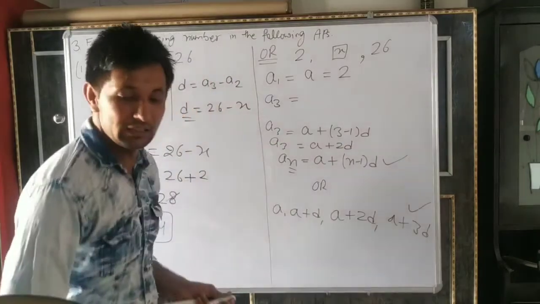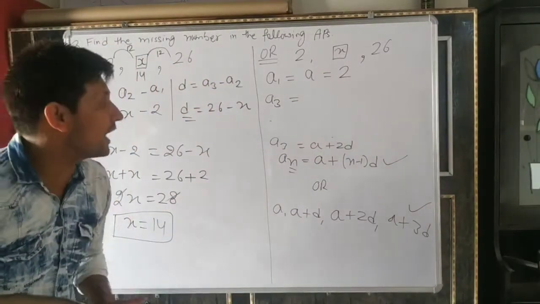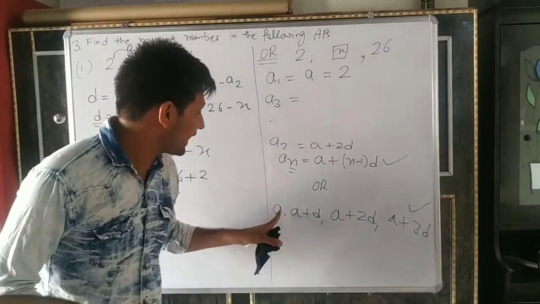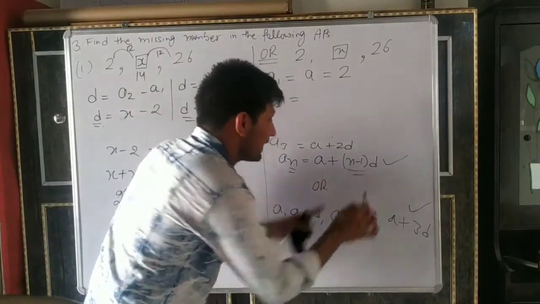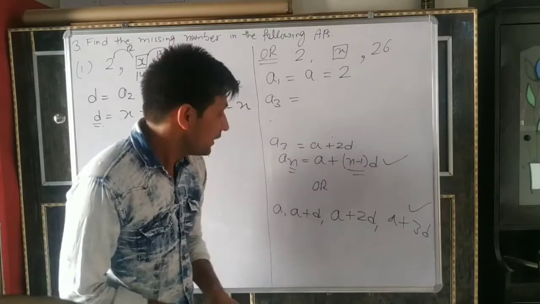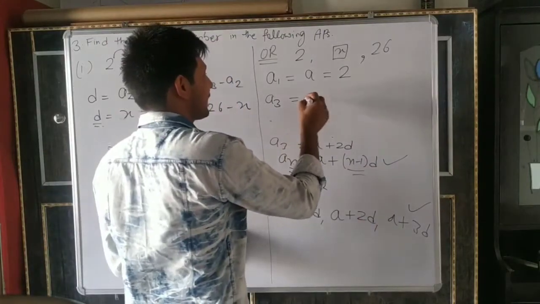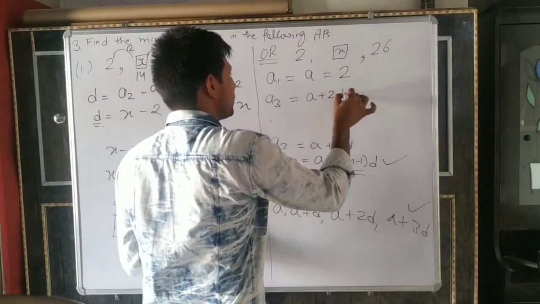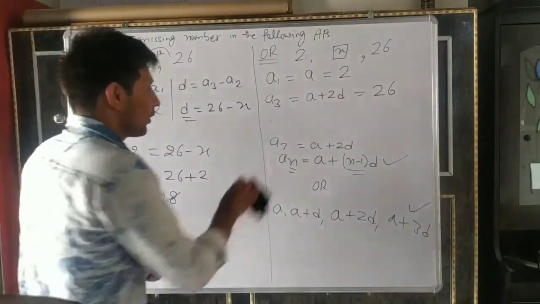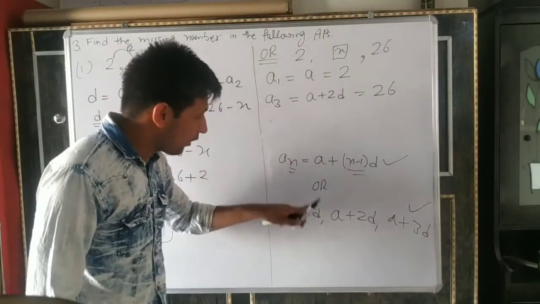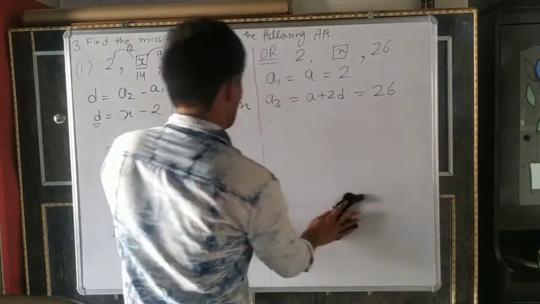So the a3 value is a plus 2d. Otherwise you can remember: the first term is a, the second term is a plus d, and for the nth term it is one less, so the third term is a plus 2d, and the fourth term is a plus 3d. So you can write a plus 2d directly. It is 26. You can use the formula or write it directly. This formula is very important.